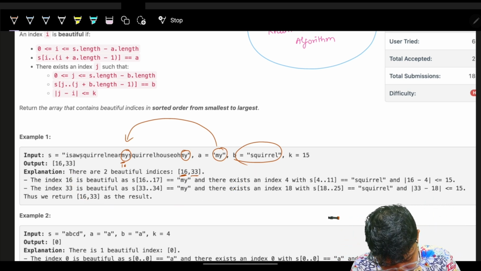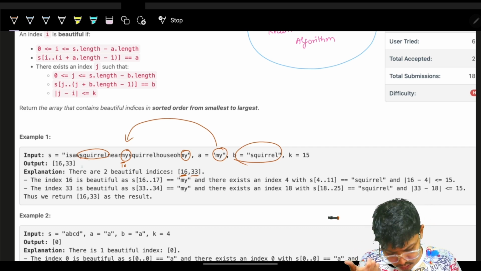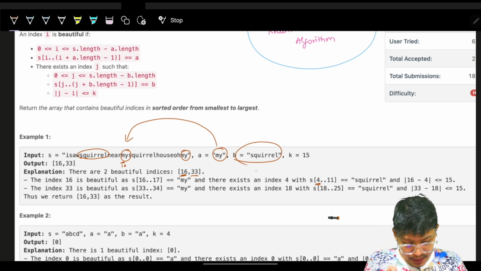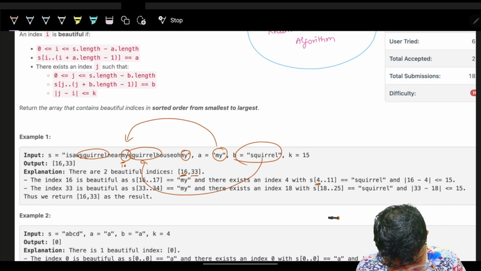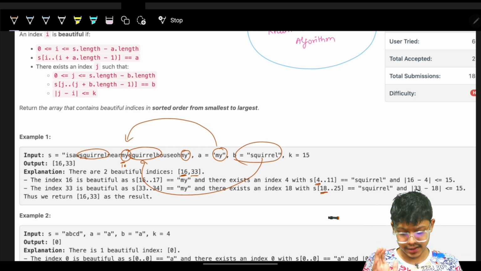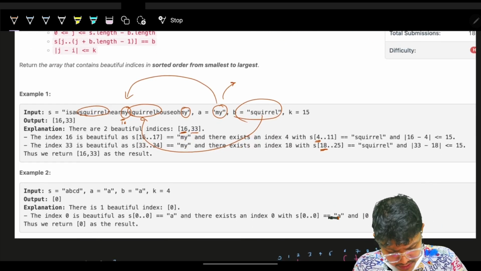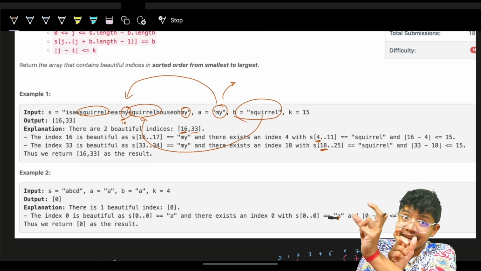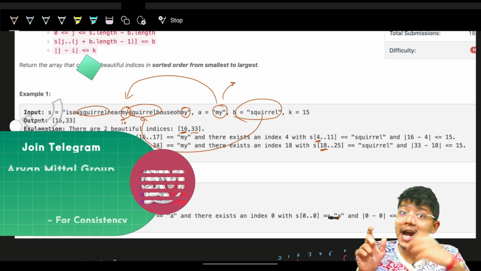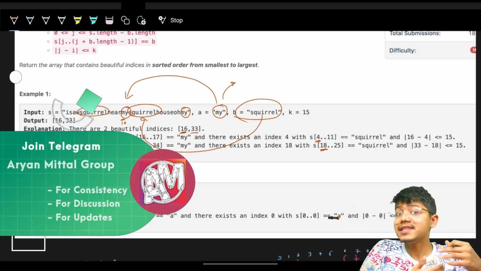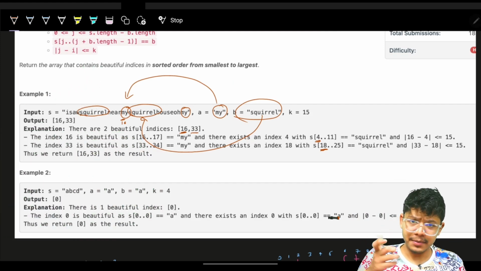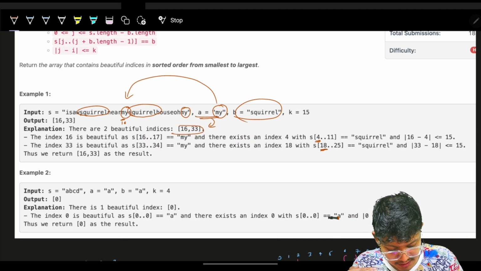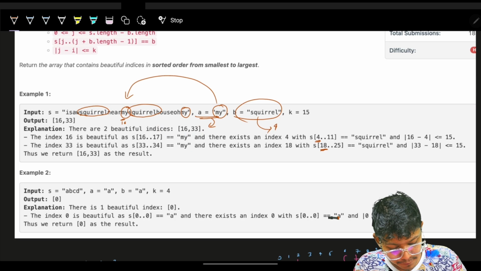Yes, you can see squirrel is matching. So for sure, at index 4 I am matching that, and squirrel is matching here also, so at index 18 I am matching as well. So string a is matching in string s, and string b is matching in string s. At what all places it is matching, this is what you have to figure out. So string a is matching at 16 and 33, and string b is matching at 4 and 18.